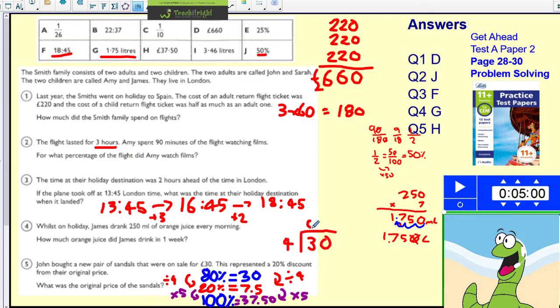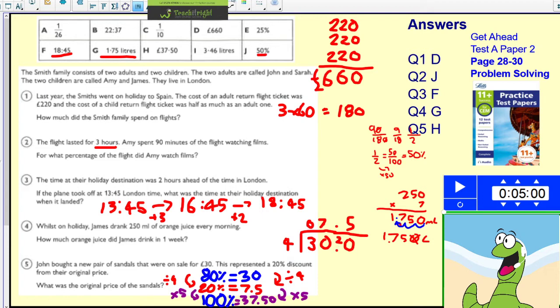4s into 3 goes 0 times. 4s into 30 goes 7 times. Add a decimal, add a 0. So how many times? 4 times 7 is obviously 28. So there's going to be a remainder of 2, because it's 28 versus 30. And then, of course, 4s into 20 go 5 times. So that's how we work out our 7.5.